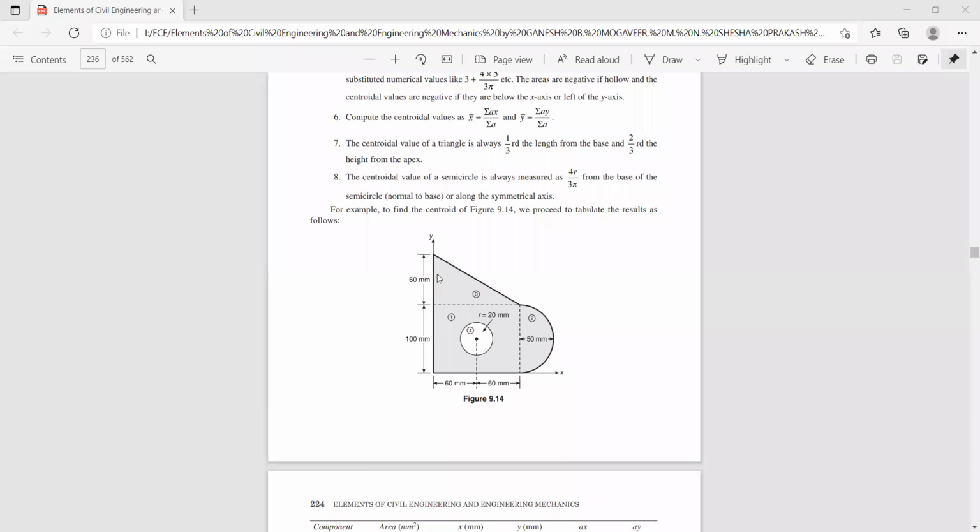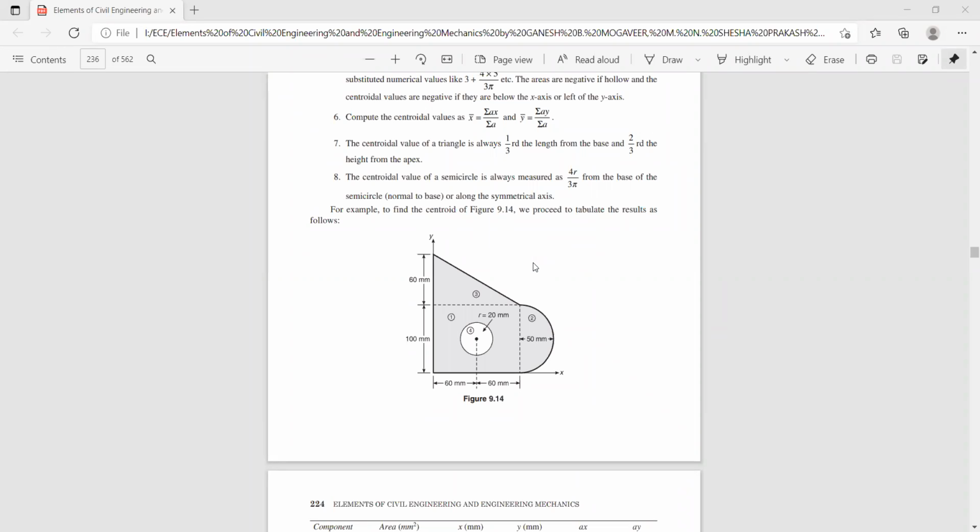Now, to begin with, always select the reference axes x and y. Once you select the reference axes, divide the figure into a number of parts. Say this rectangle is 1, the triangle you can take as 2, the semicircle you can take as 3, and this circle you can take as 4. This has to be deducted from the entire figure. Then you need to find the values of x bar and y bar.